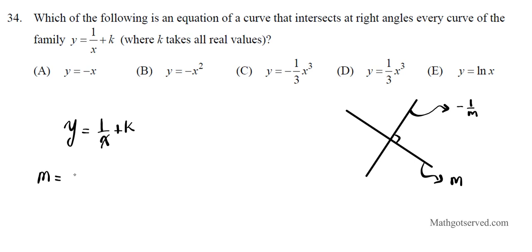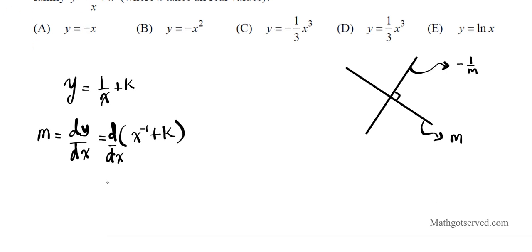So m in this case is going to be dy dx, the derivative of this. Let's rewrite this so it's easy to differentiate. It's going to be d dx of x to the negative 1 plus k. Now using the power rule to differentiate this, it simply becomes negative 1 x to the negative 2, and since this is a constant, it drops to 0. So if I simplify it, the slope m, which is dy dx, at any particular point is going to be negative 1 over x squared. So this function can tell me the slope of this curve at any point.